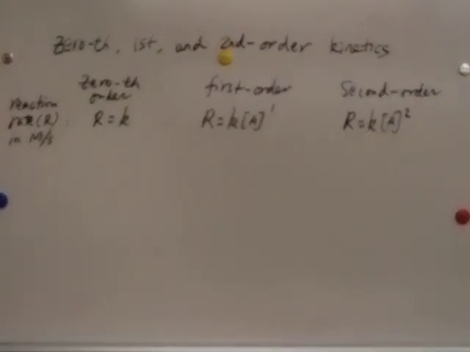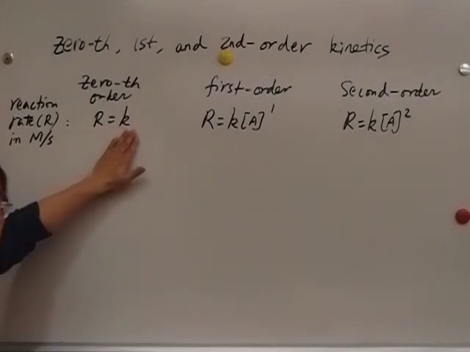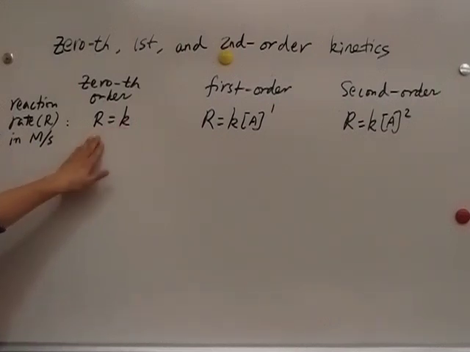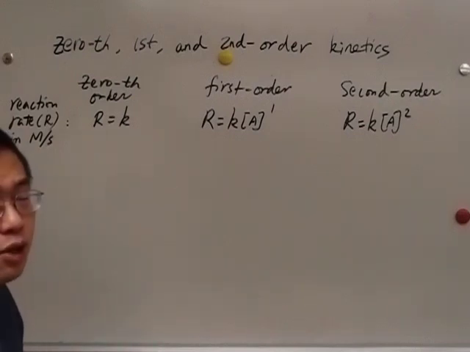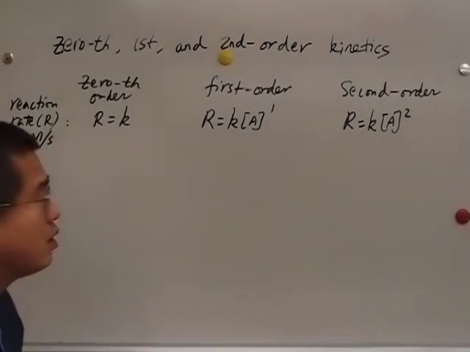I will derive the zeroth order, first order, and the second order chemical kinetics. First, we'll look at the zeroth order reaction. It's zeroth order. The reaction rate R is equal to reaction rate constant K. R does not depend on the concentration of any reactant. How is that possible? We can just use this example.